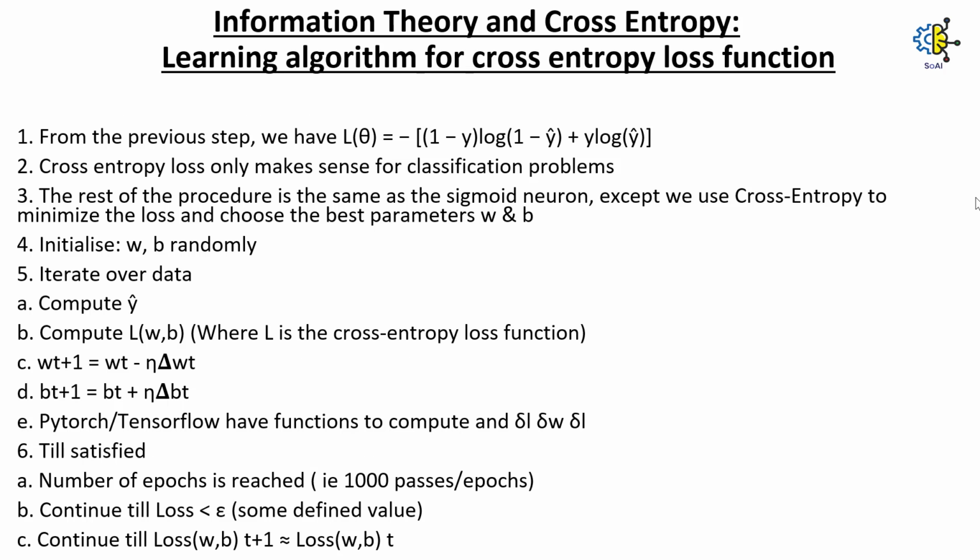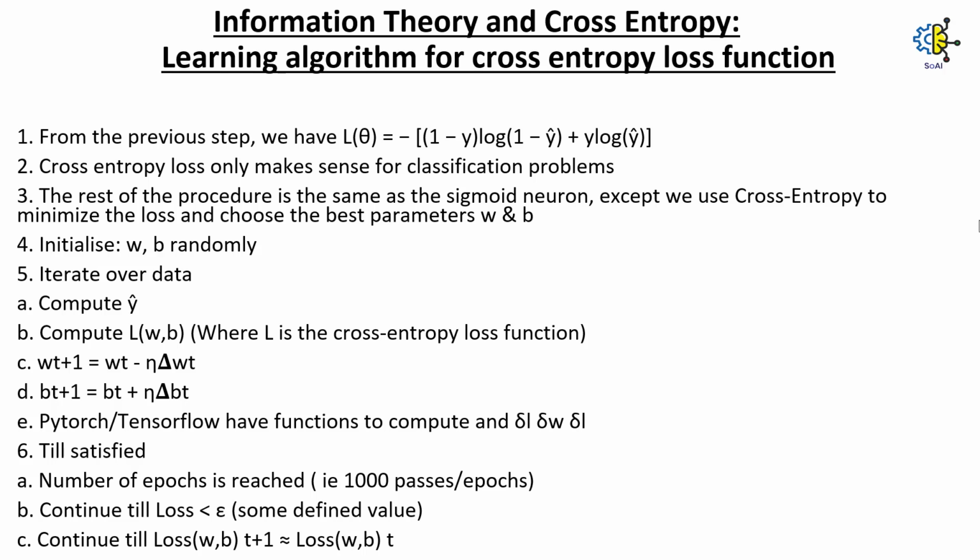Now, the learning algorithm for cross entropy loss functions. From the previous step, we have L of theta equal to negative of (1 minus y) log (1 minus y cap) plus y log y cap. You can see this in the very first line. Cross entropy loss only makes sense for classification problems. The rest of the procedure is the same as the sigmoid neuron, except we use cross entropy to minimize the loss and choose the best parameters w and b.